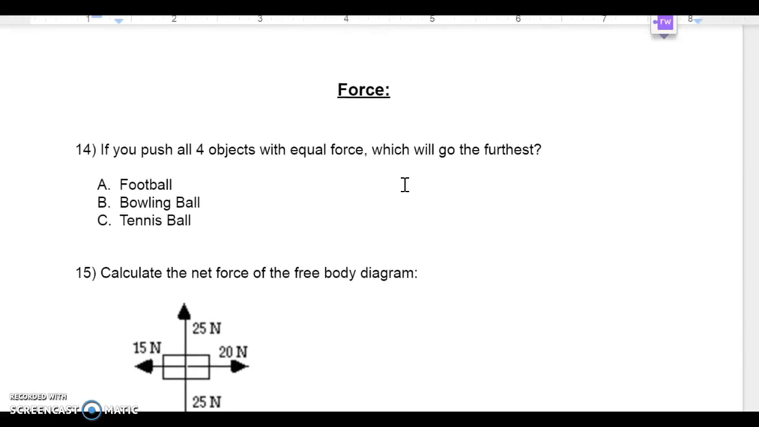All right, next section is force. Number 14. If you push 3 objects with equal force, oops, that should say 3, but if you push all objects with equal force, which would go the furthest? A. Football, B. Bowling ball, or C. Tennis ball?